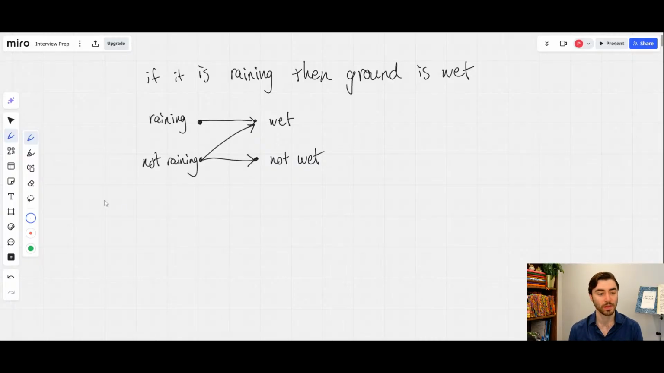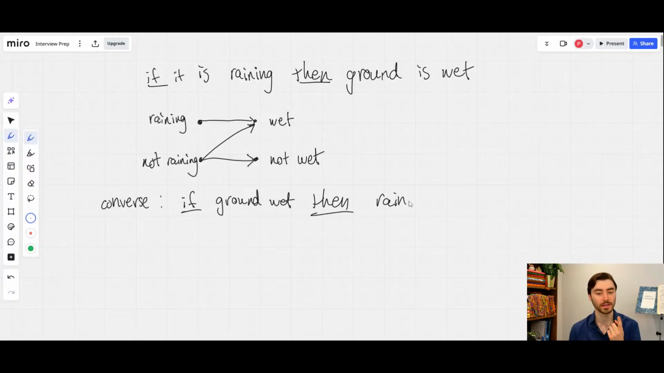If that is the statement, let's talk about what the converse of the statement is. For a converse of a statement, you flip around the if-then, and then you can evaluate whether that's true. So the converse would be if ground is wet, then it is raining, which is obviously not necessarily true, just from your common sense and real world understanding.